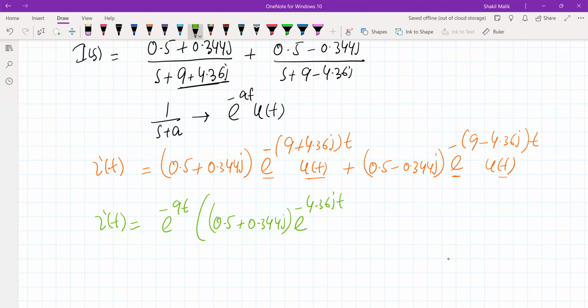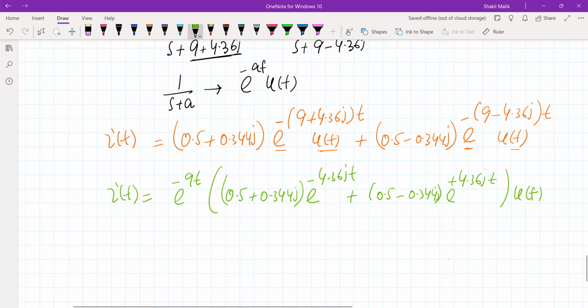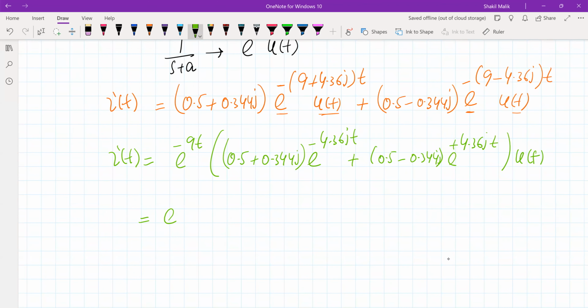4.36j t plus 0.5 minus 0.344j e to the power of plus 4.36j t, because minus minus will be plus, and outside is u of t. So taking e to the power of minus 9t and u of t out from this, now we will arrange the terms a little bit, in other words, writing it in terms of cosine and sine. That's the goal here. Okay, so from here we have 0.5, here we have 0.5.